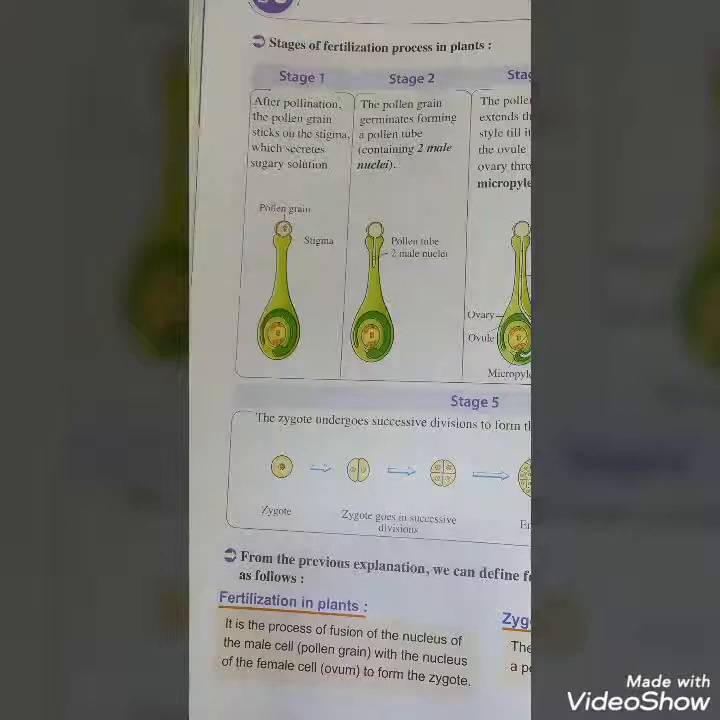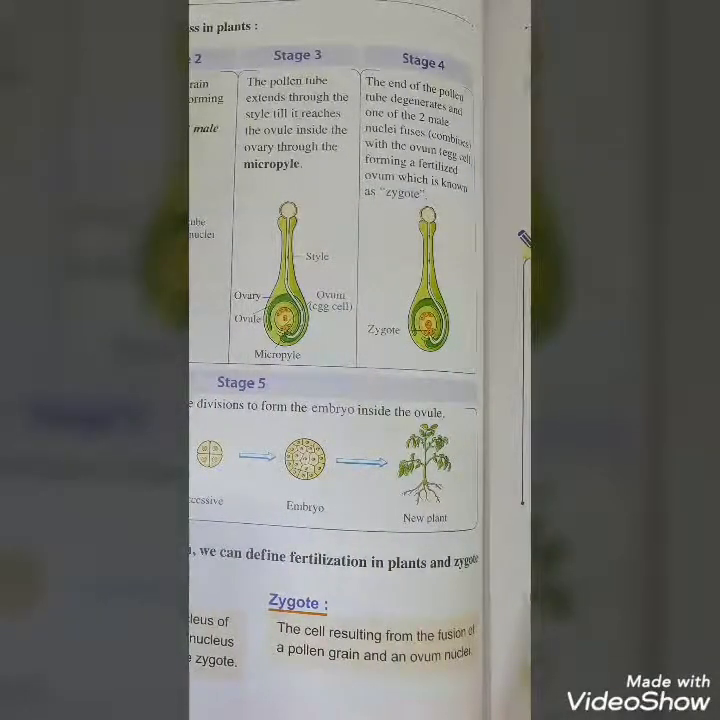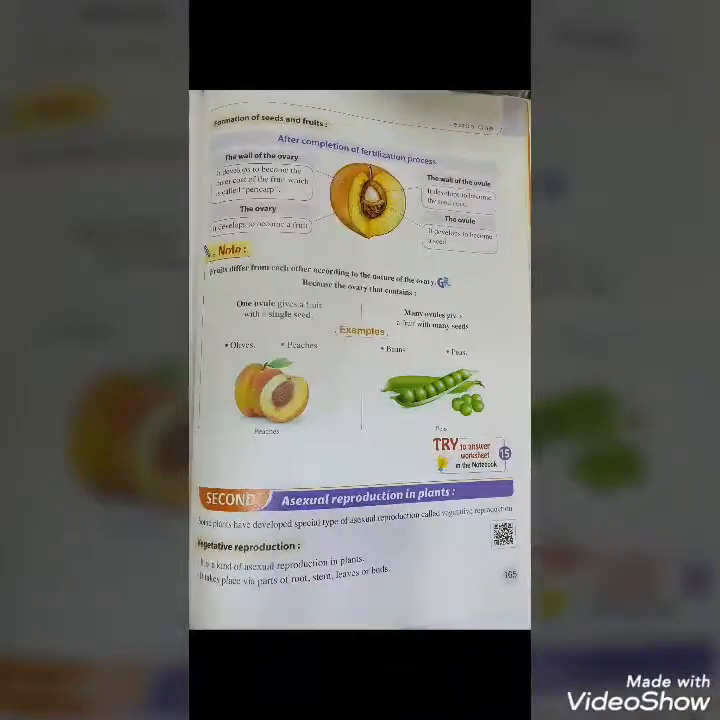So we can define fertilization in plants as a process of fusion of the nucleus of the male cell, the pollen grain, with the nucleus of the female cell, the ovum, to form the zygote. And we can define the zygote as the cell resulting from fusion of pollen grain and ovum nuclei. Sometimes the fruit contains 1 seed, like peach, or mango, or olive, or dates. We can see some fruits contain 1 seed only, and some fruits contain many seeds.